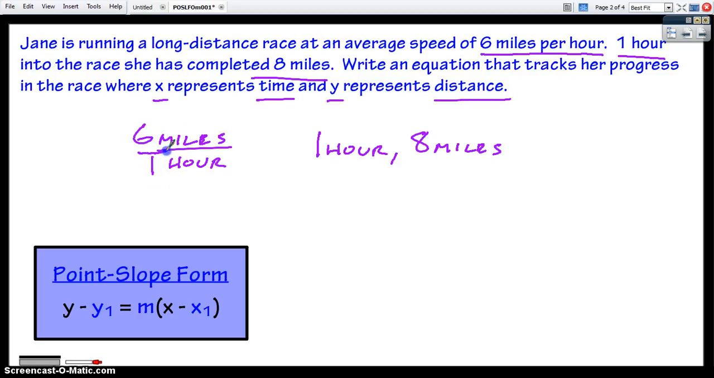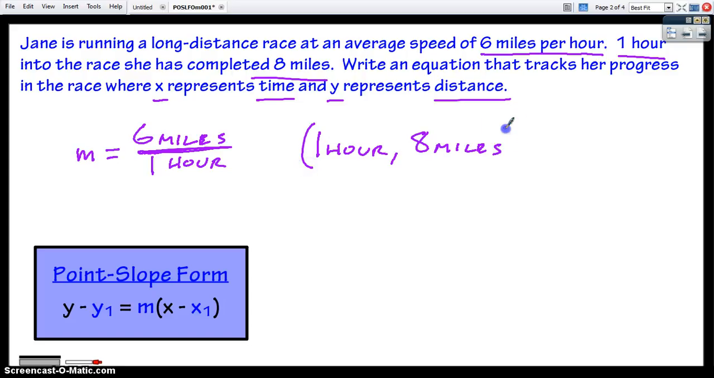Well, this is slope, because if you remember a couple lessons back, another way to say slope is rate of change. And this is a rate or ratio, 6 miles for every hour. So this is actually slope. So I'm going to label that as m. Now over here, I've got a point of data. It said at 1 hour into the race, she had gone 8 miles. So this gives me a current position or a place to start.